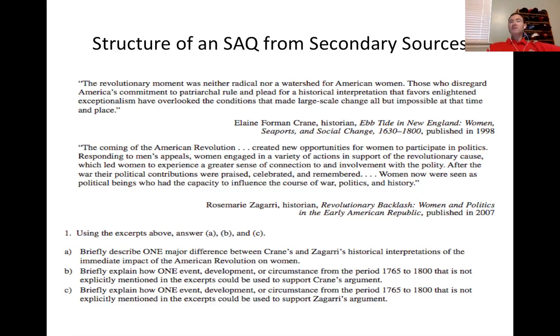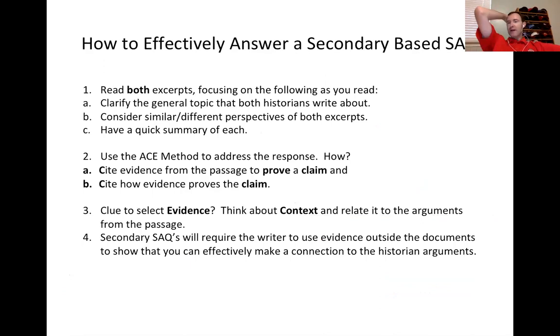So what's the best way to go about tackling this kind of question? This is pretty quick, and then we'll look at a sample from time period 2, actually. Read both excerpts, focusing on the following as you read. So again, annotating. Clarify the general topic that both historians write about. Now you're like, okay, well, they're going to talk about women during the Revolution. Okay, that's true. What do they specifically say about it? Look at the next thing.